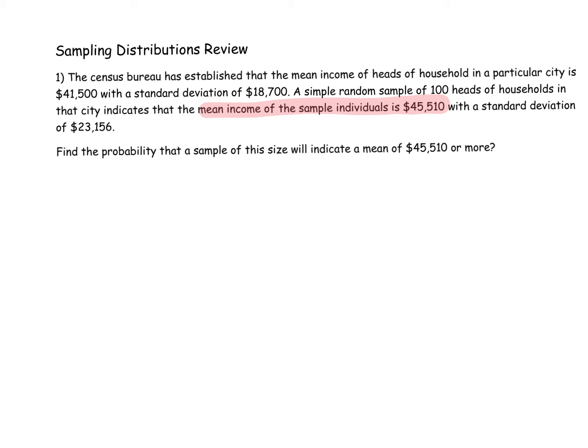That four-step process starts off like this. The first step is that I'm going to define the parameter. The parameter is a true value that comes from the population. It is the population value. In this case, I'm talking about the mean, so I'm going to talk about the population mean. We call our population mean mu. And he told us that in this particular city, the mean income for mu is this.